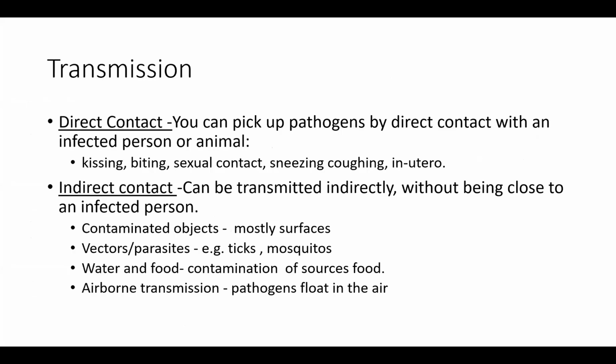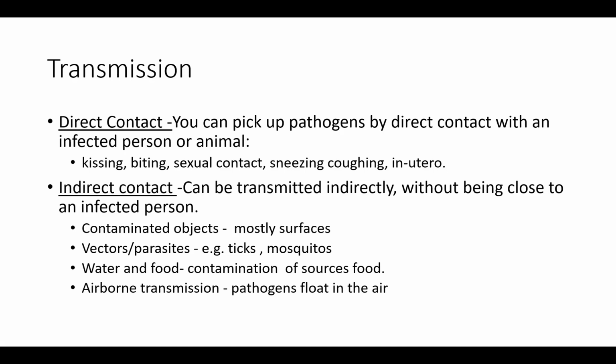Then the next thing I want to discuss is transmission. How really are these communicable diseases transmitted? We have two ways. We have direct contact, where you pick up the pathogens by direct contact with an infected person or an animal. What are examples of direct contact? We have kissing, biting, sexual contact, sneezing, coughing. And also we can have transmission of a virus from mother to child, which is in utero. So these are examples of direct transmission.